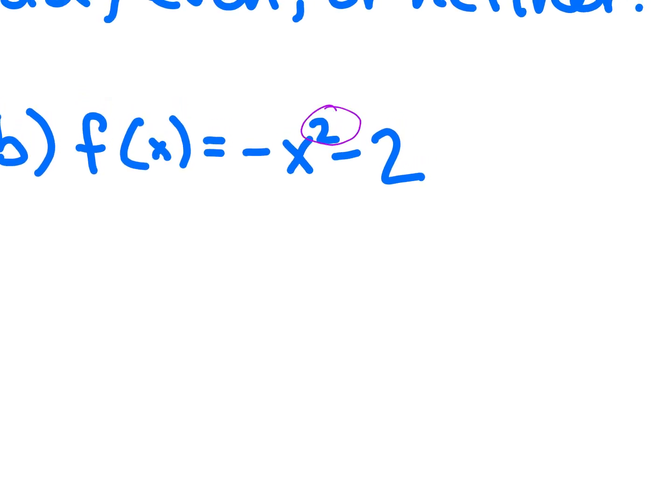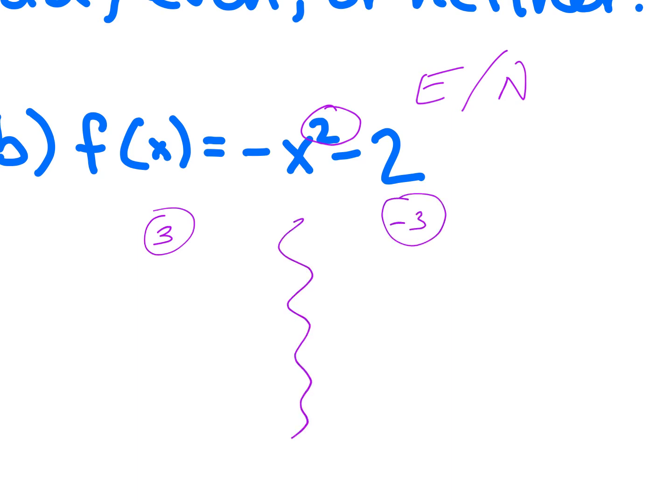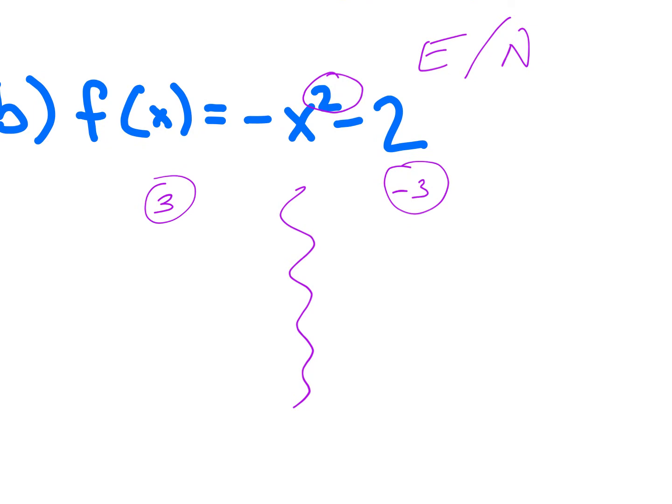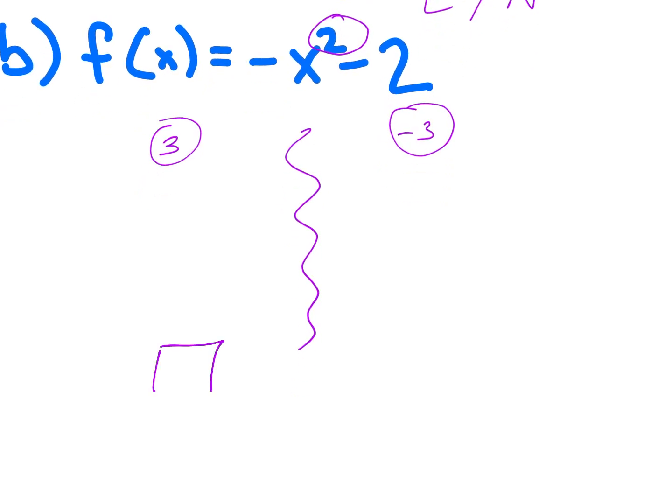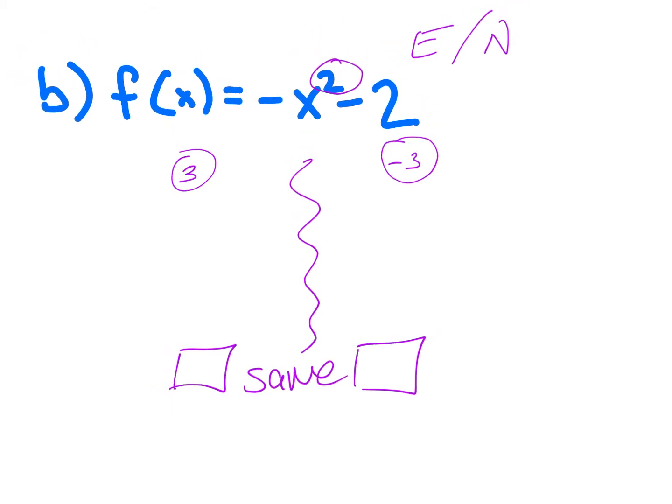Even. Why do you think it could be even? Because the highest exponent is an even number. So even or neither. So let's try 3 on this one. 3 and negative 3. Any number 2 or greater. So if I think it's an even function, my answer should be the same, right? Okay. So I watch negative, and then I have my 3 squared minus 2.